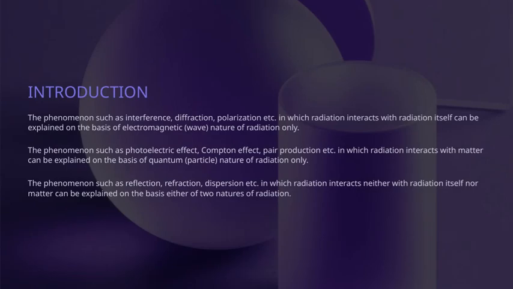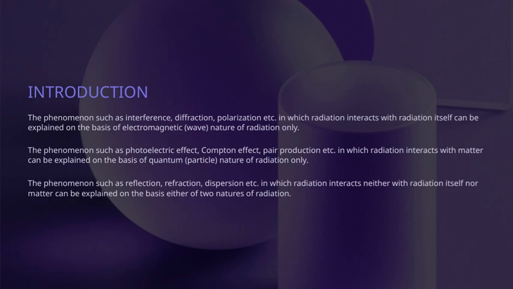Let's explore how different phenomena involving radiation can be understood based on its dual nature. First, consider phenomena like reflection, refraction, and dispersion. These are cases where radiation interacts, but neither with matter nor with other radiation. They can be explained by recognizing the dual nature of radiation, specifically, that it has both wave and particle characteristics, allowing us to understand these phenomena from either perspective.